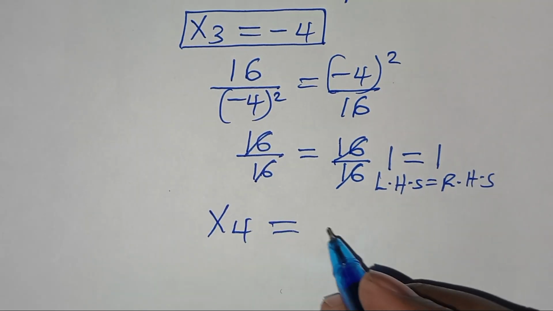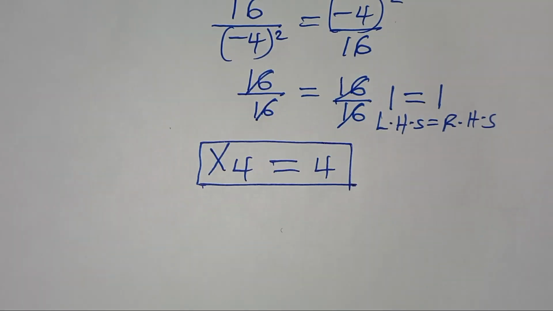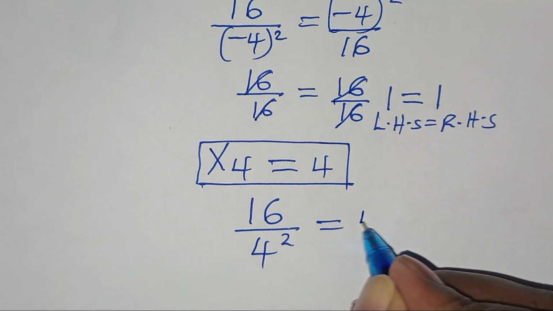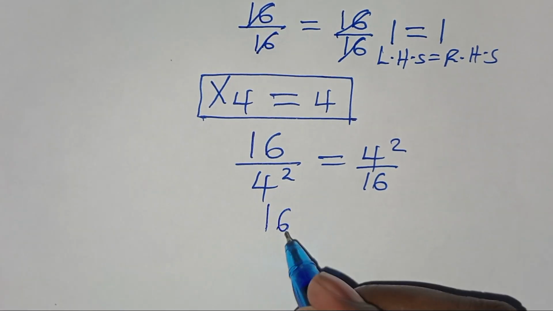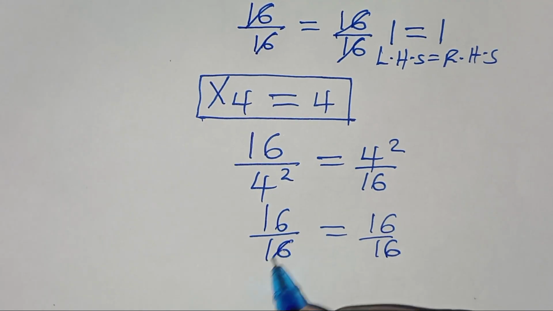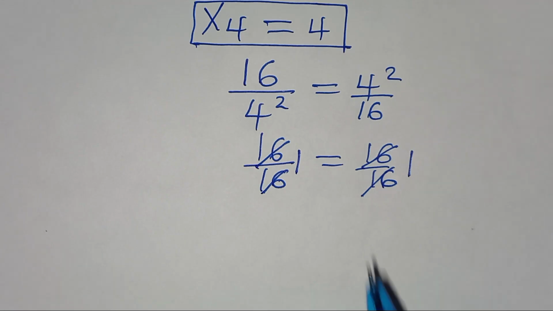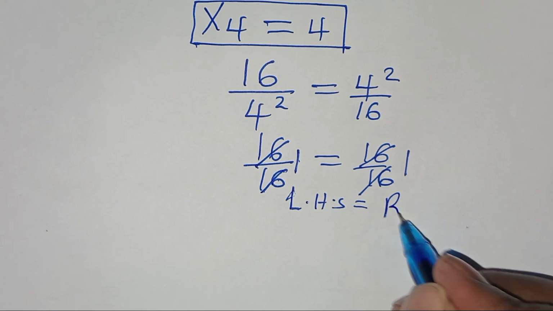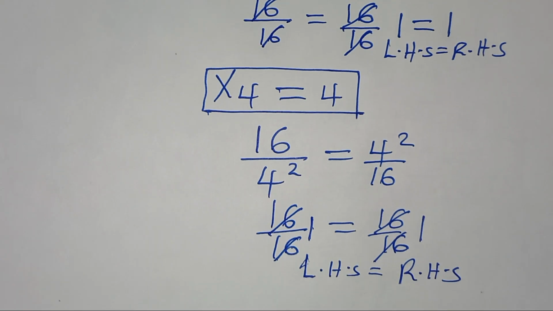Let's proceed to x4. x4 here is 4. Let's substitute this. So we have 16 over 4 squared, which is equal to 4 squared over 16. So this implies that we have 16 over 4 squared, which is 16, which is equal to 16 over 16. So if you simplify here, 16 and 16, this is 1. So this means that the left hand side is equal to the right hand side. And this proves that x4 also satisfies the equation.